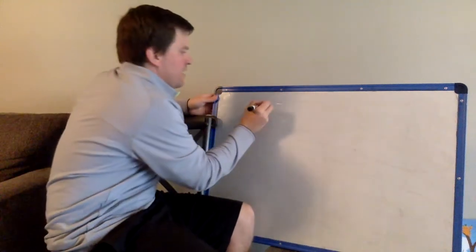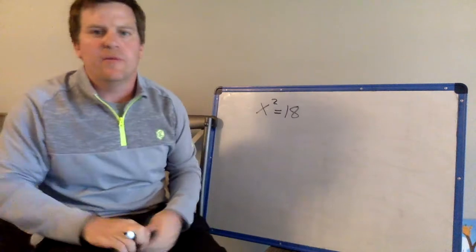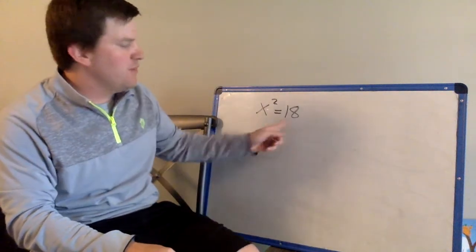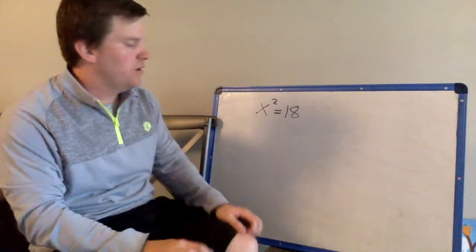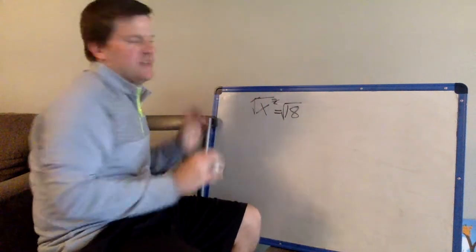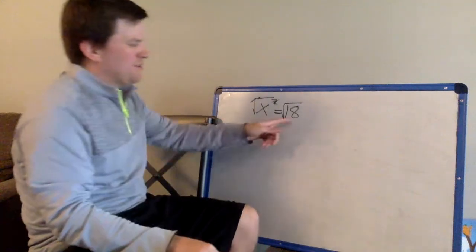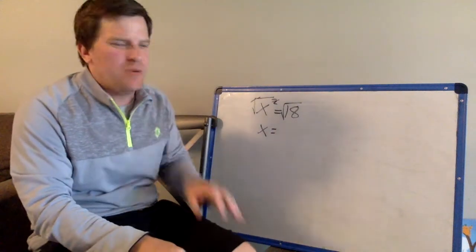Here's our first example. Let's say we have x squared equals 18. Remember, we just want to get x by itself. It's a positive number, so we know it's not going to be no solution. Let's square root both sides, because we want to undo the squared. Those cancel each other out, so we just have x left on the left side. Now, the square root of 18, we don't know that. It's not a perfect square.